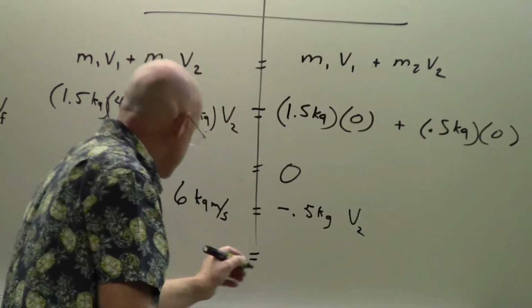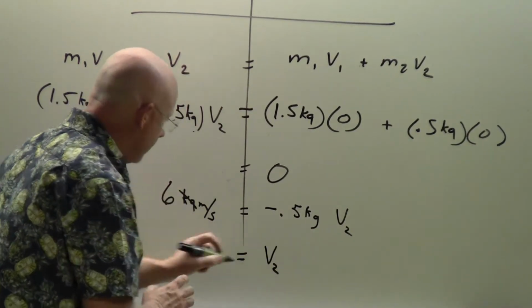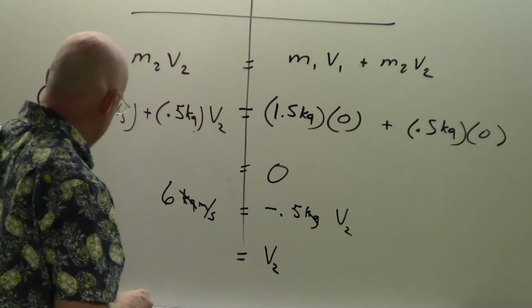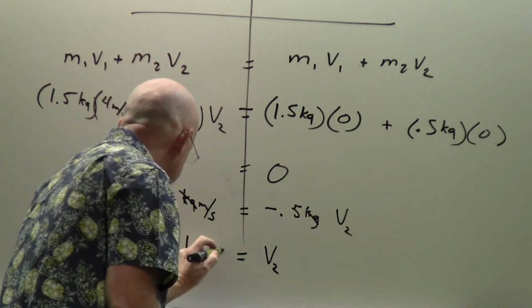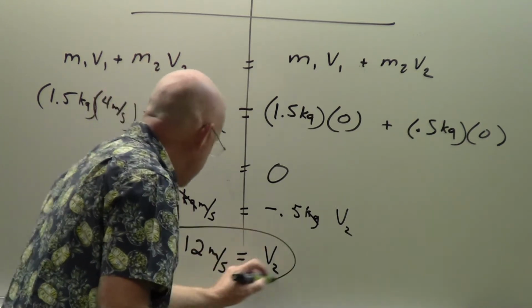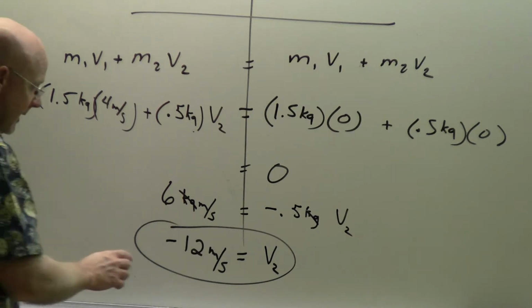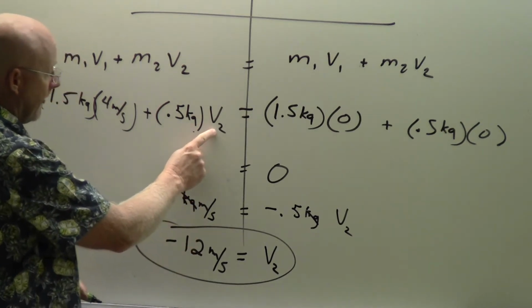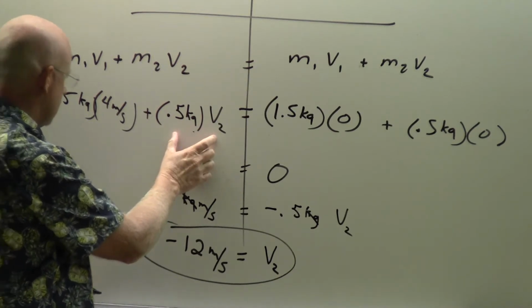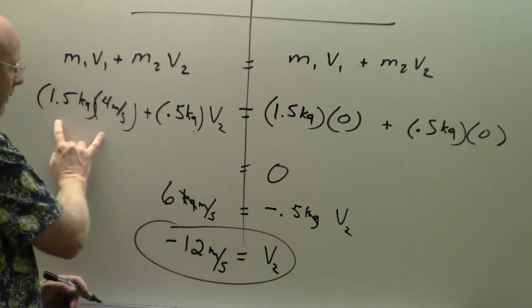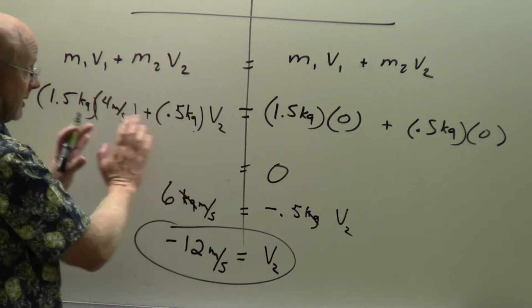And so to finish this calculation, I would move this over to here, or divide. Kilograms would go away. And 6 divided by a half is 12 meters per second, and then with the negative is negative 12. So to recap this, a speed of negative 12 at a half a kilogram is a negative 6. When I add that to the one going in the positive direction, number 1, that has a momentum of a positive 6, I get a total of 0.